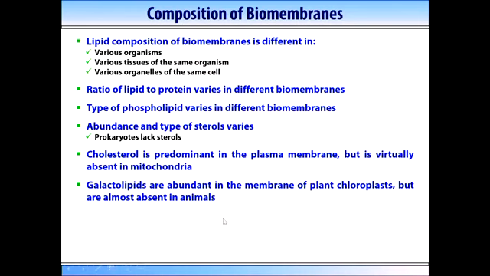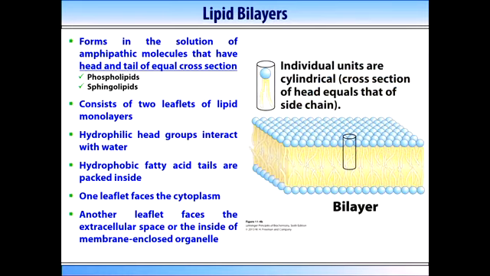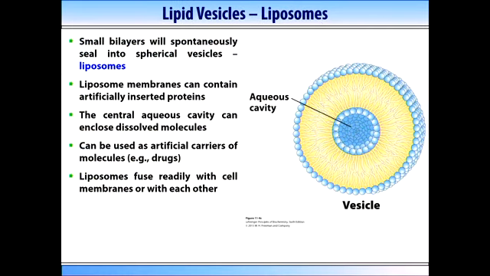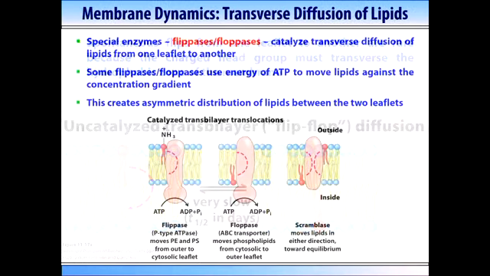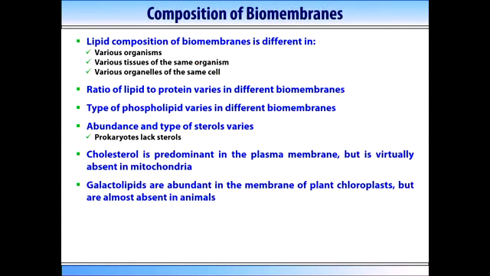Composition of biomembranes. As I said, biological membranes are mainly composed of two main components, lipids and proteins. The membranes that we started talking about here, again, are just artificial experimental systems, just lipids basically. But all membranes which surround the cell or inside the cell are always made of lipids and proteins. The ratio of lipid to protein varies in different biomembranes. We'll see this. And the type of phospholipids varies in different biomembranes too.